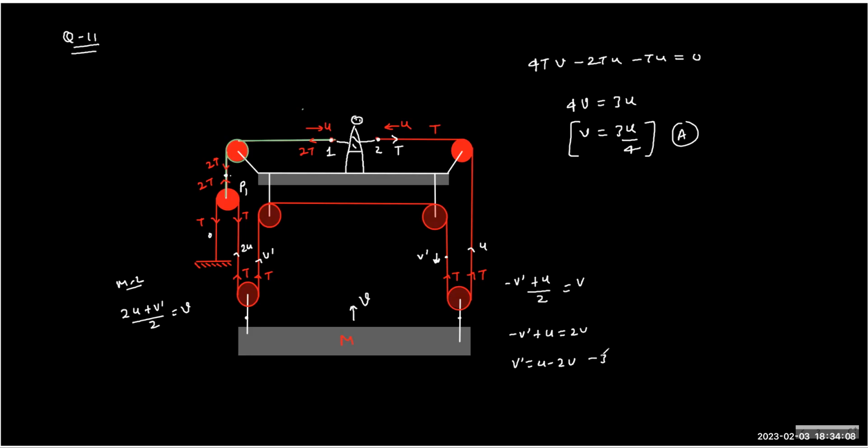Now, equation 2 and equation 1. Let's substitute. So (u plus u minus 2V) by 2 equals V. So 3u minus 2V equals 2V. Okay. So by applying the constraint also we can get the answer. Understood? Yes, sir.